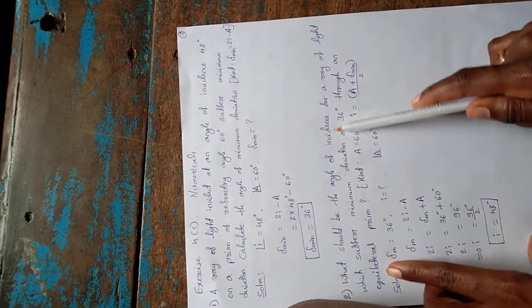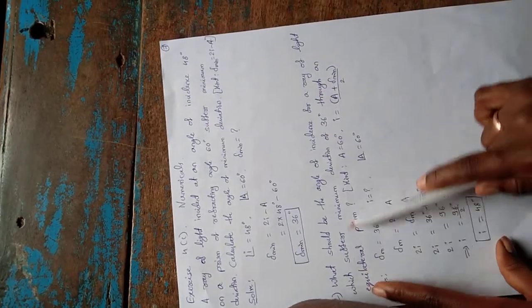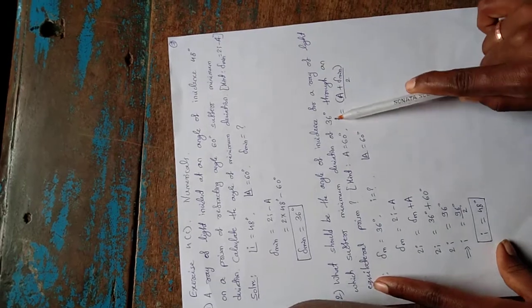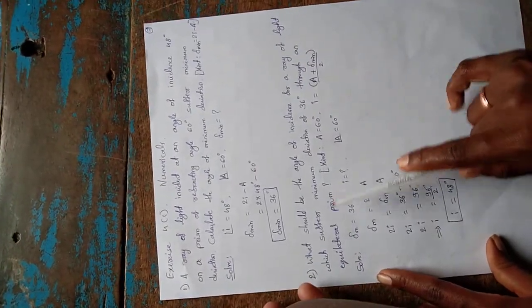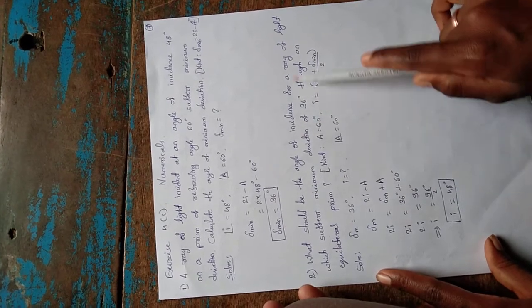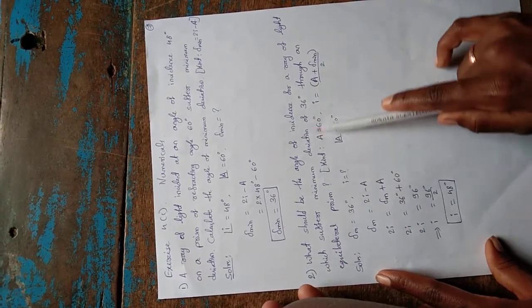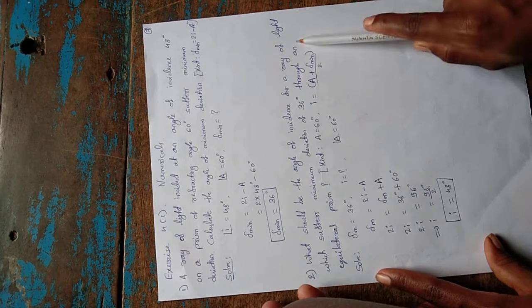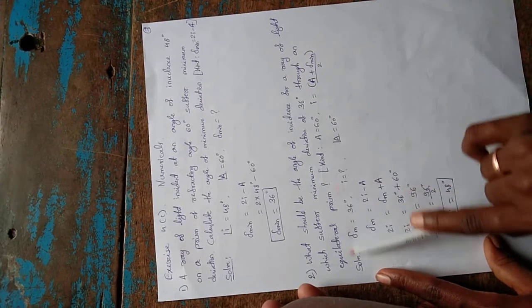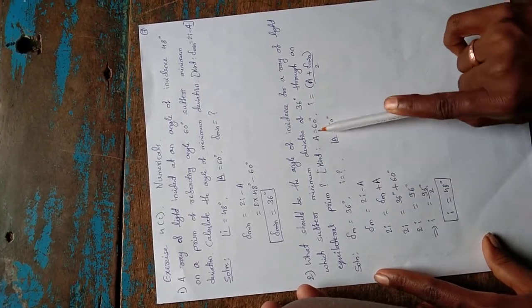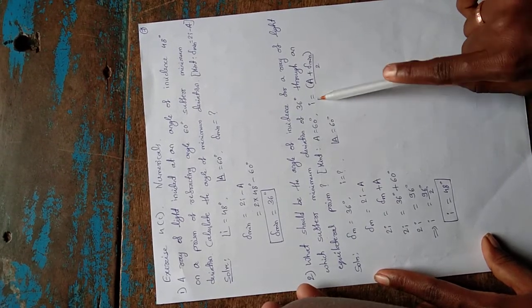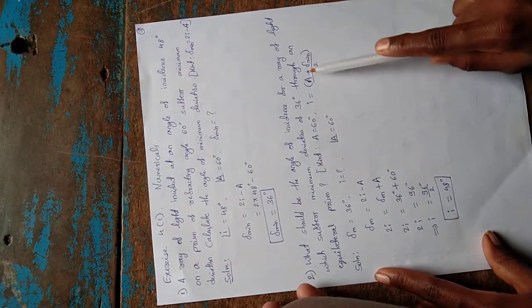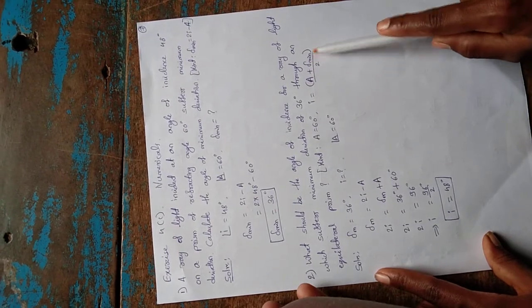What should be the angle of incidence for a ray of light which suffers minimum deviation of 36 degree through an equilateral prism? Hint, the angle of prism A is equal to 60 degree and the angle of incidence I is equal to A plus delta minimum by 2.